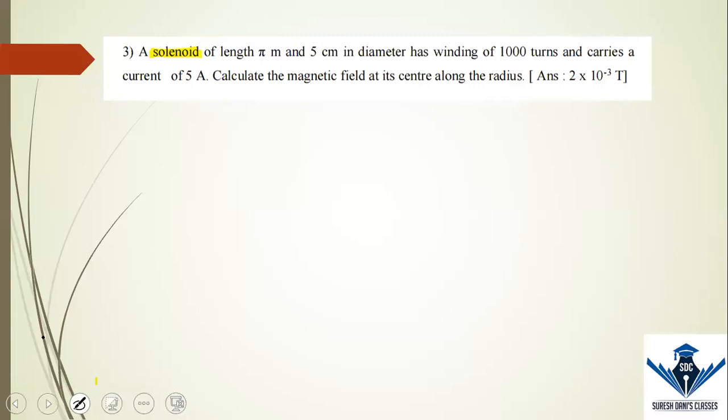It's a direct question. There is no hitches here. It's a solenoid of pi meter. That means the length is given to us very clearly, and 5 centimeter in diameter. So it has a winding. It's been given a winding of 1000 turns, and it carries a current of 5 amperes. It says calculate the magnetic field at its center.